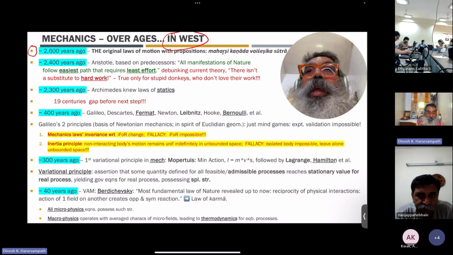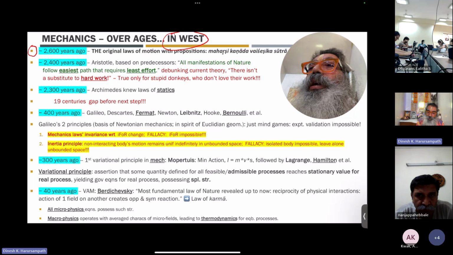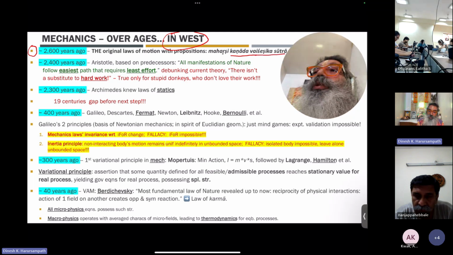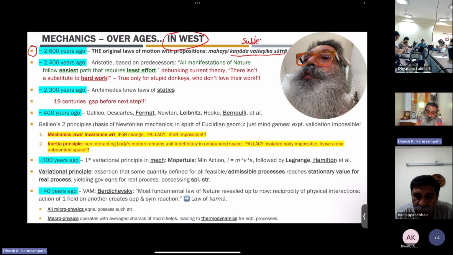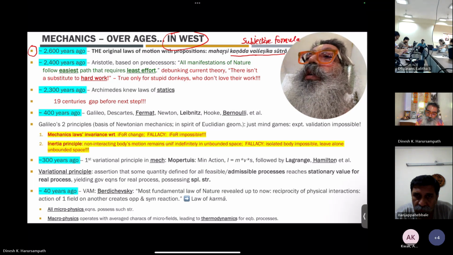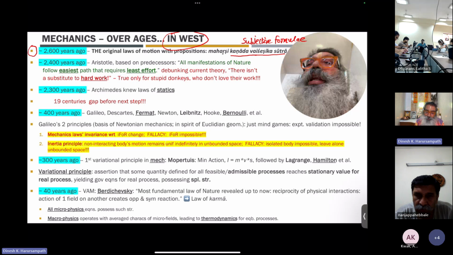Here, even 200 years before Aristotle, there was a text, which I already showed a translation of earlier, by Maharishi Kanad. It's called the Vaisheshika Sutra. Vaisheshika means something which is subjective, and Sutra is like a formula. So this is like a subjective formula, or since there are many of them, some formulae, right?